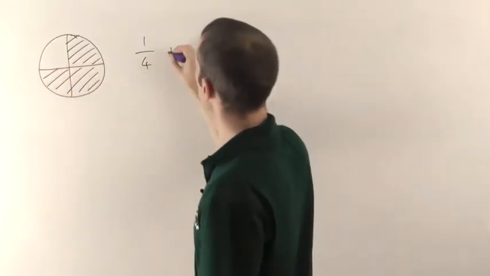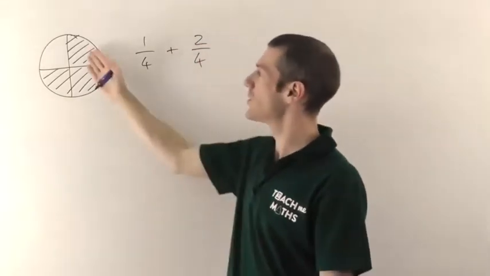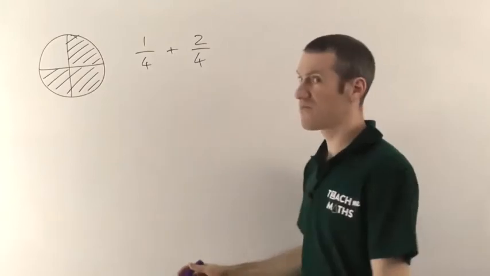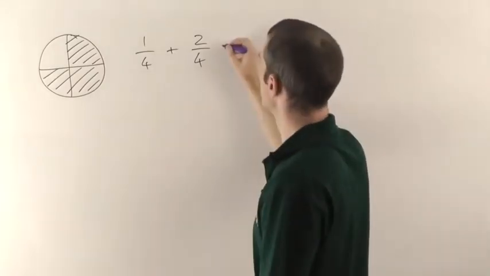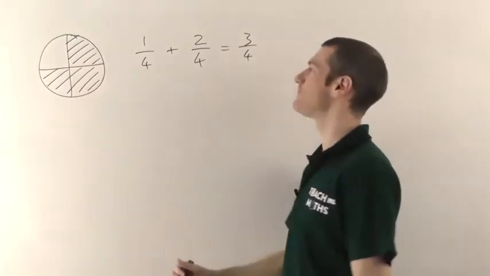And we'd write that down, adding 2/4 like that. Well, if you've got 1/4 and you add 2/4, altogether you've got 3/4. I mean, hopefully you can see that from the picture.